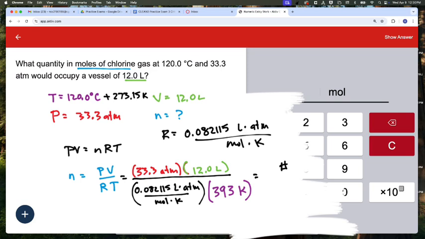number. I would take the 0.082115 thing, okay, and then times the 393, and then I would write down that number. And then I would take my brown number and divide it by my dark purple number.